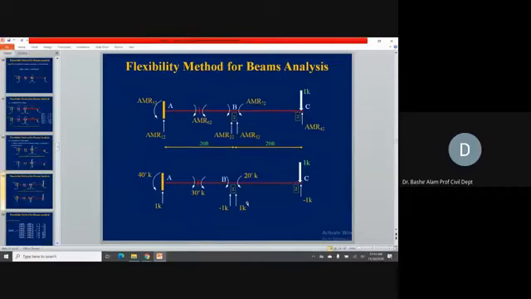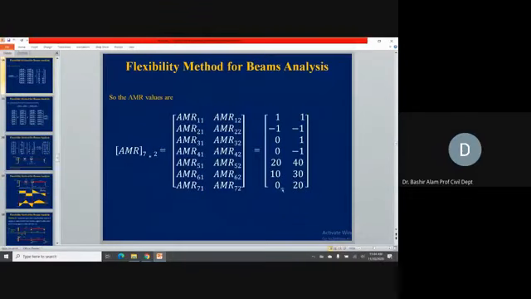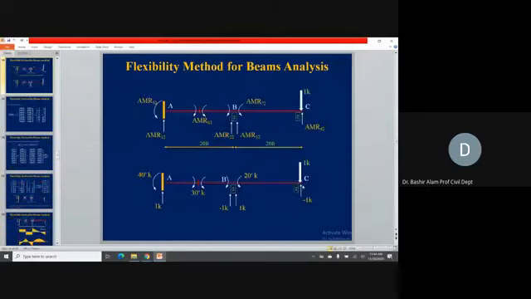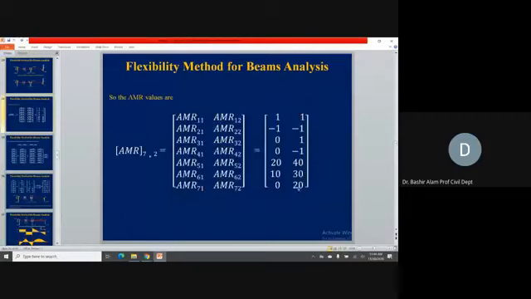Then the second column: to generate the second column corresponding to AR2, we apply the load. We analyze the basic determinate structure and find the corresponding values, which are AMR 12, 22, 32, and so on. Now the corresponding values: 1,2 is coming 1, 2,2 is coming minus 1, 3,2 is 1, and 4,2 is minus 1. Similarly 5,2, 6,2, and 7,2, you can see, and these values are recorded here. Let's verify AMR 7,2. If I go to the previous one, AMR 72 is in the same direction, so plus 20, and that is why this plus 20 is recorded here.